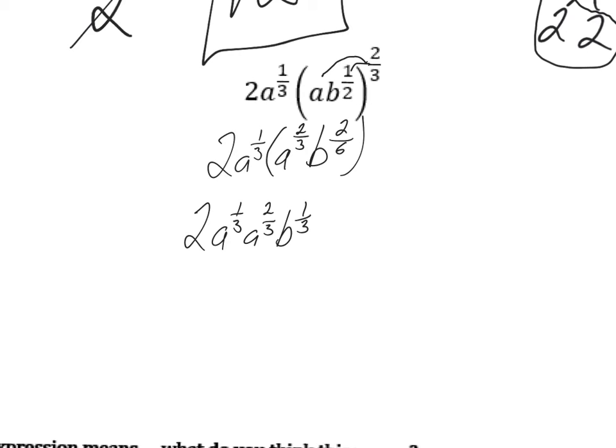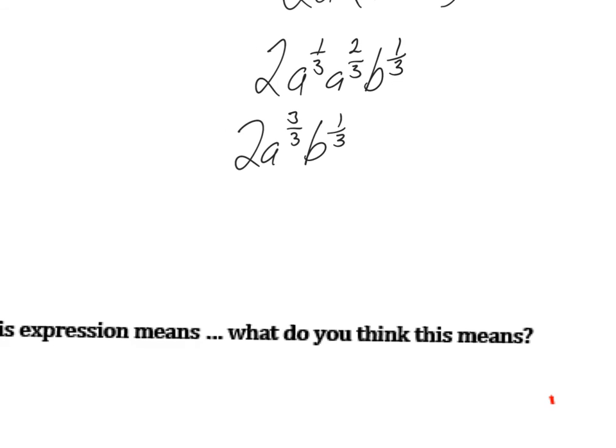Okay, now looking at this, how can we simplify this more? That looks to me like the product rule. The product rule just means that I am adding. So I have 2a to the 1/3 plus 2/3, that is 3/3, b to the 1/3. Now let's just go ahead and simplify this. 3 divided by 3 is just 1, so 2a times b to the 1/3. That is what we are looking for.